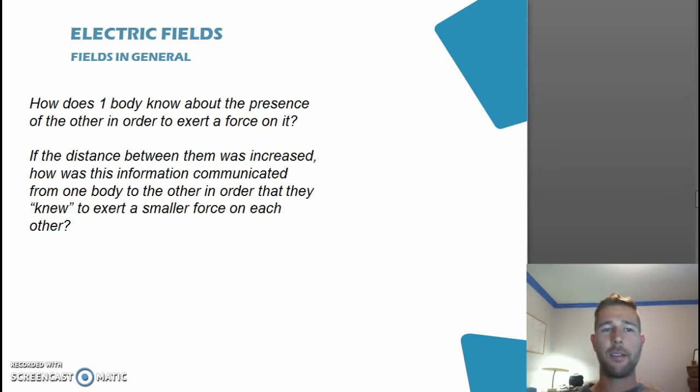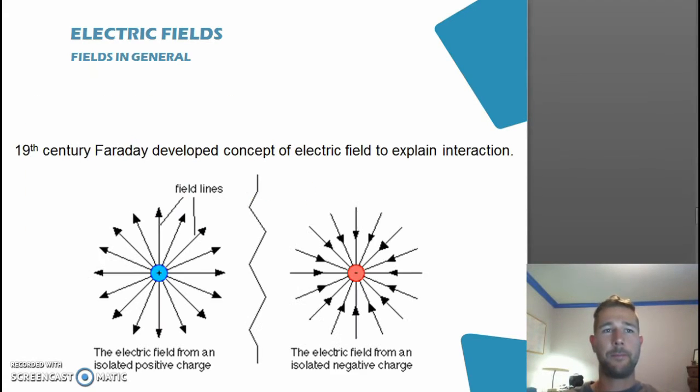So if we think of an example where we've got two charged particles, they're not in contact. How does one know about the presence of the other in order to exert a force on it when they're not touching? Or when there's a distance separating them, say if that distance is increased, how does each particle know to exert less force on the other particle? Like if they've got no contact. So they must communicate somehow.